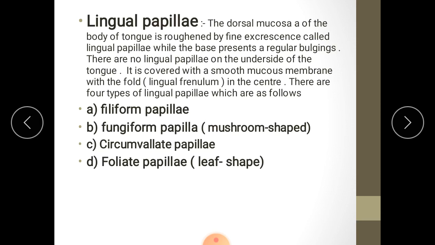So there are 4 types of lingual papillae. They are as follows: filiform papillae, fungiform papillae, circumvallate papillae, and foliate papillae. Except filiform papillae, all the other 3 types of papillae have taste buds.